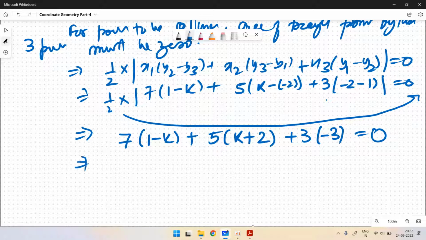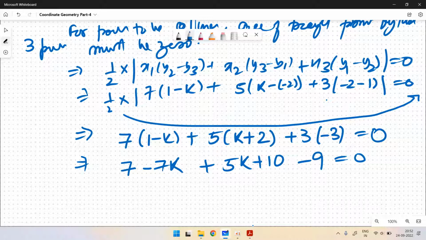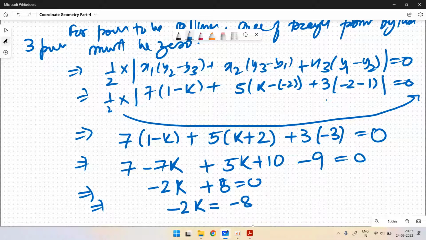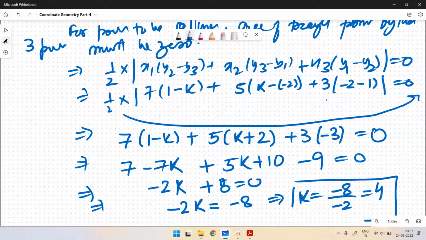Which implies this is nothing but 7 minus 7k plus 5k plus 10 minus 9 equals 0. It is minus 7k plus 5k is minus 2k. It is 7 plus 10 is 17, 17 minus 9 is 8, plus 8 equals 0, which implies that minus 2k equals minus 8, which implies that k equals minus 8 by minus 2, nothing but 4. So the value of k is 4, which is the answer.